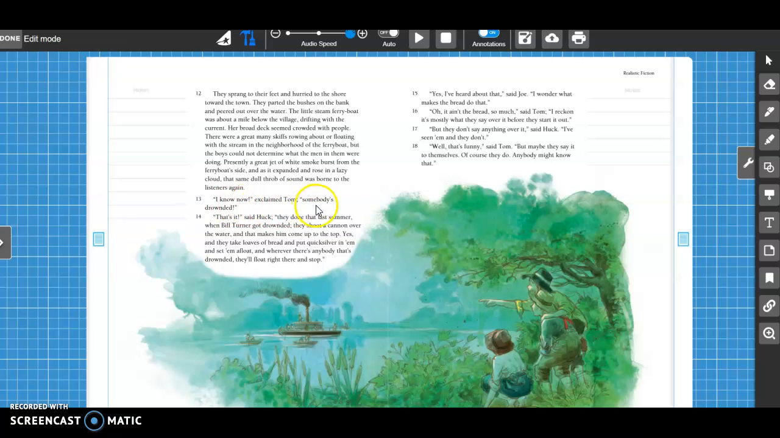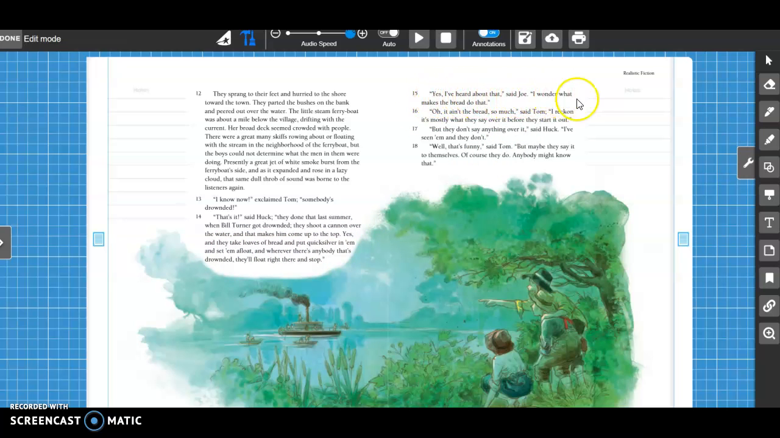So Tom says, "I know somebody's drowned." "That's it," said Huck. "They done that last summer when Bill Turner got drowned." So remember, they're very informal with "drowned." They don't have the best grammar. Okay. They shot a cannon over the water, and he just explains, and he goes through how the bread and the quicksilver. So let's skip it to 15.